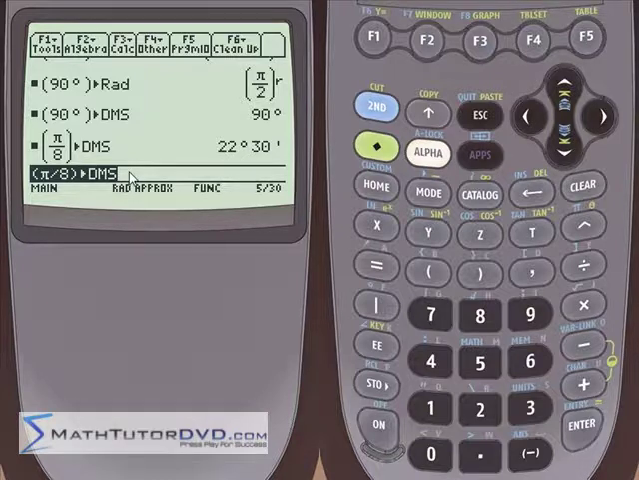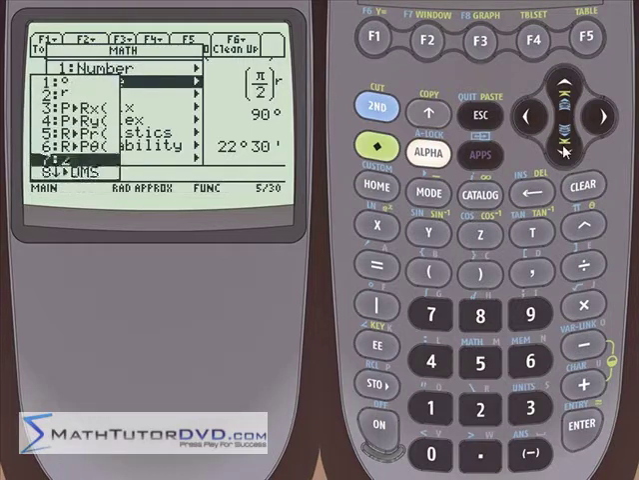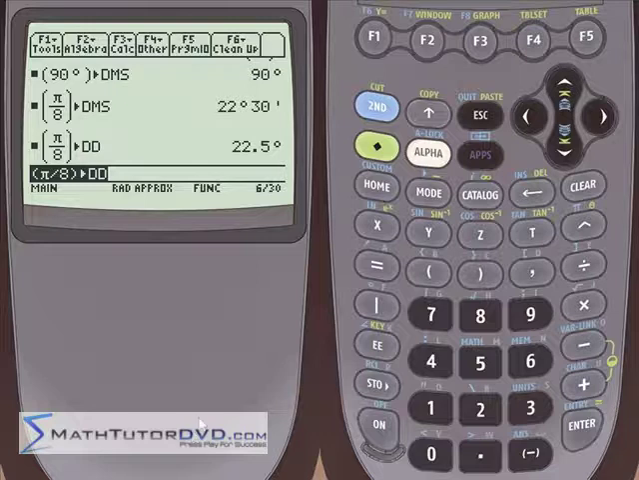You can do it by hand, but if you ever have a need to go back and forth between radians to degrees, minutes, seconds, you can do that. Now, just as a comparison, just as a sanity check, if you wanted to convert instead of to DMS, you could go into the math menu, angle, and convert that pi over 8 to DD, and you would get, instead of 22 degrees 30 minutes, 22.5 degrees.